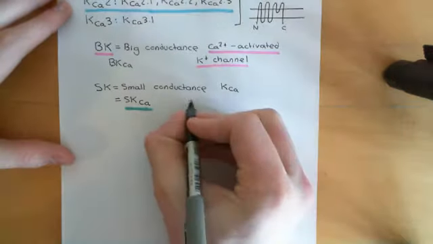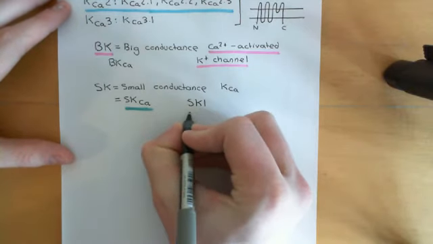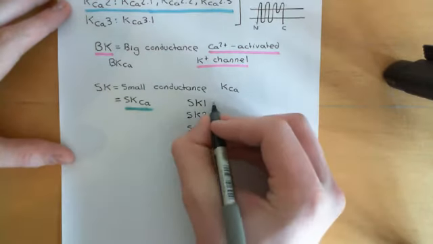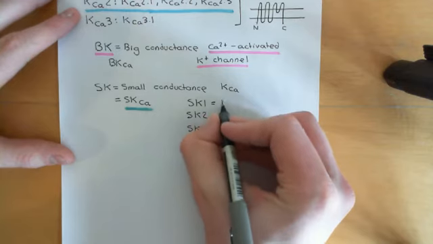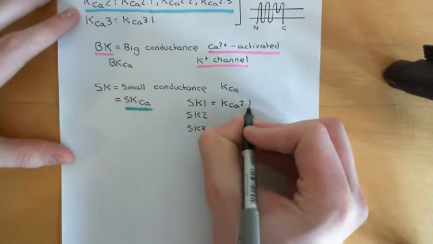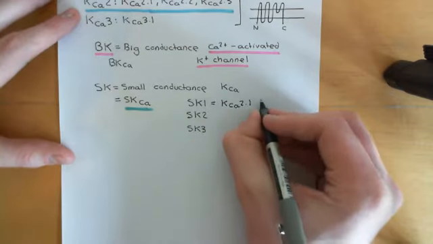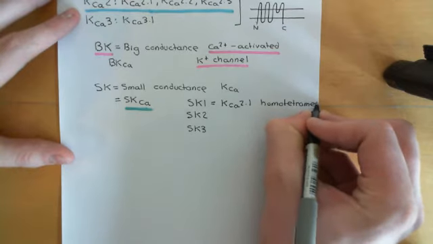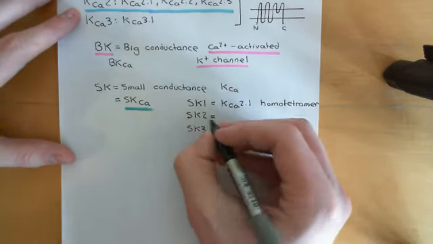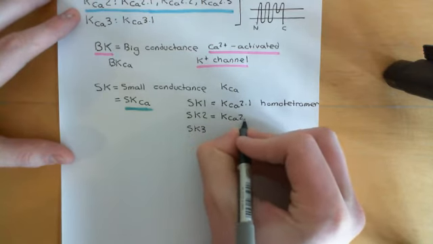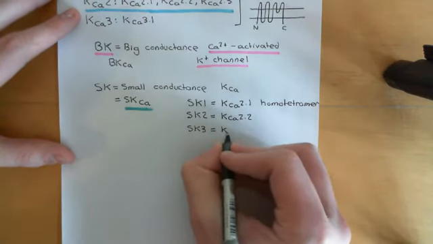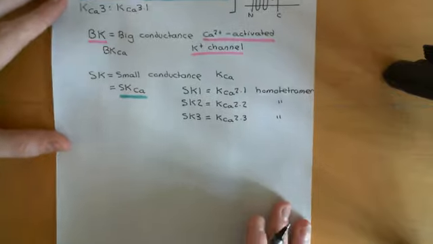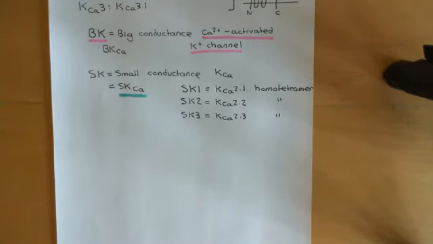You can also see the nomenclature SK1, SK2, and SK3, and these refer to the homotetramers of KCA 2.1, KCA 2.2, and KCA 2.3 respectively. So this is a KCA 2.1 homotetramer. You take 4 KCA 2.1 subunits, put them together, and that makes an SK1 channel. This one is the KCA 2.2 homotetramer, and this one is the KCA 2.3 homotetramer. So that's a little bit more nomenclature there.